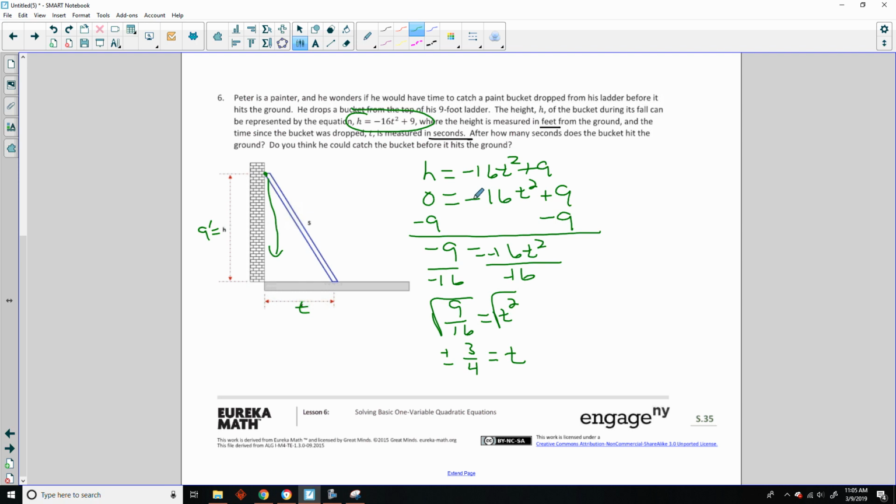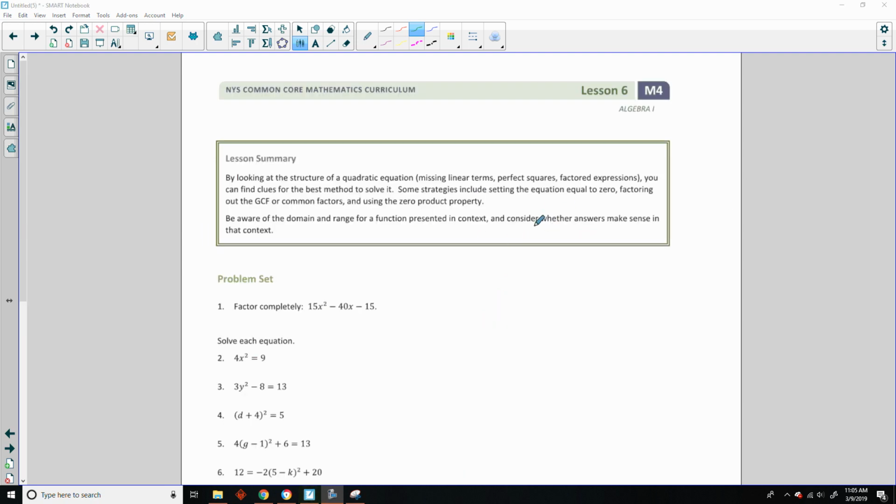Well, time can't be negative, so I'm just going to erase the negative sign because we're only worried about our positive solution. So the answer is 3/4 of a second. So the bucket will hit the ground after 3/4 of a second. So I don't think he could catch the bucket before it hits the ground. It would be impossible for him to descend the 9-foot ladder and catch the bucket in 3/4 of a second. Okay, that is the end of lesson 6. Review the lesson summary and go to your problem set.